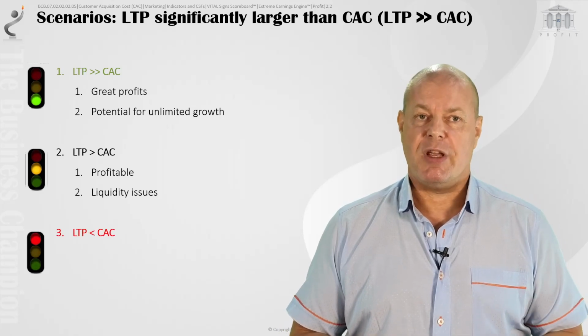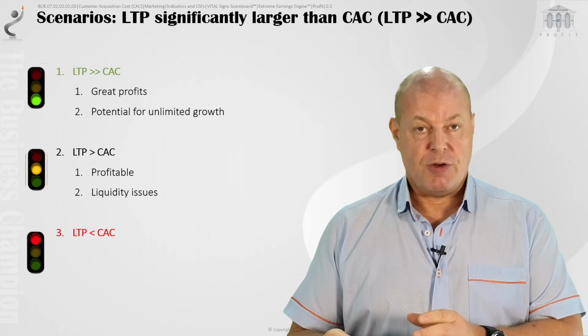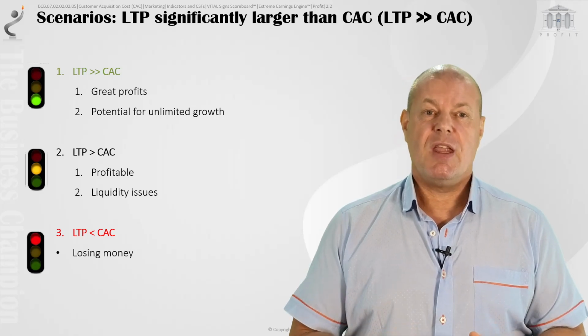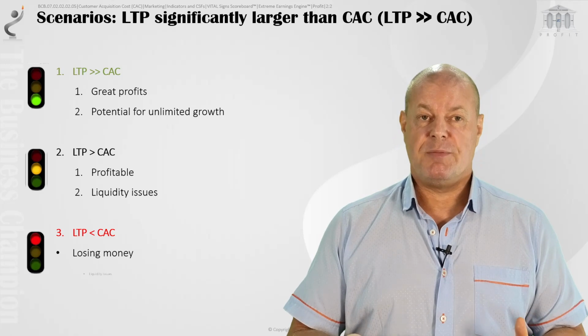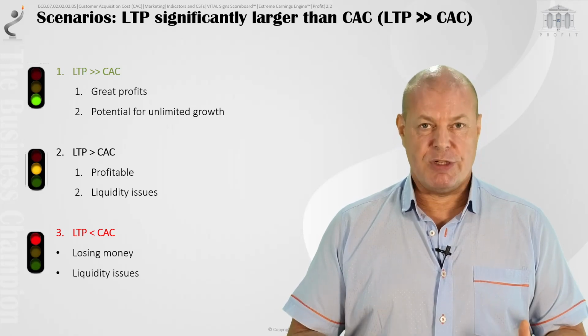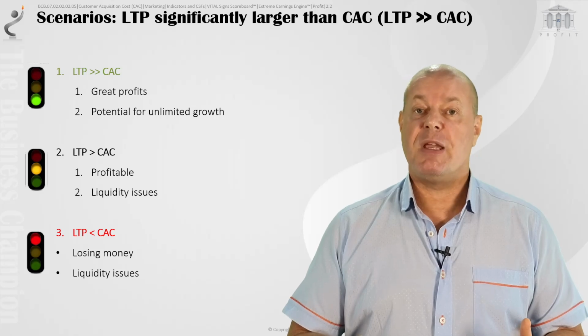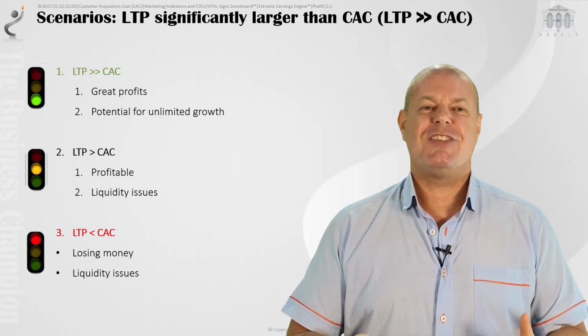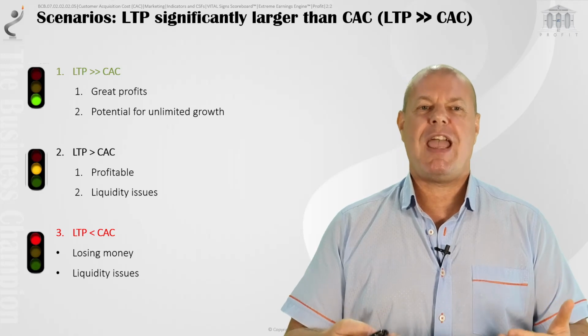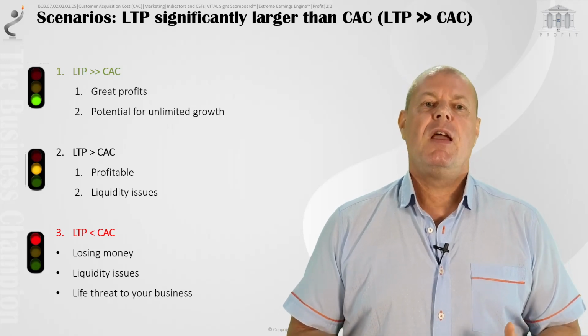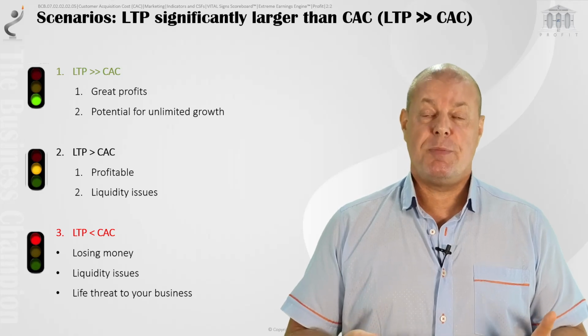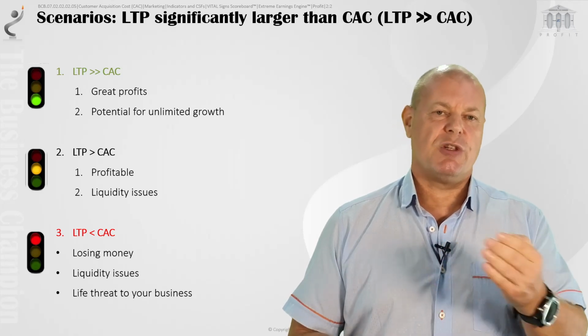If you're in the red area, which means that your lifetime profit is less than your cost of acquisition, then you are basically losing money. And you will have liquidity issues unless you have a big bank account or you have institutional investors or venture capitalists that are backing your company. And that is a life threat to your business. At some point you need to turn this around.